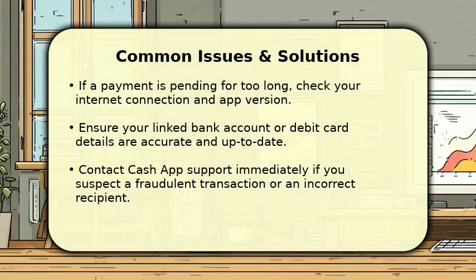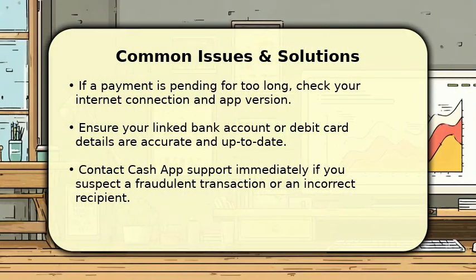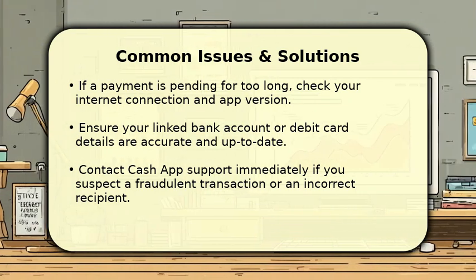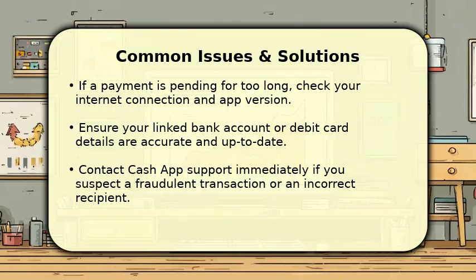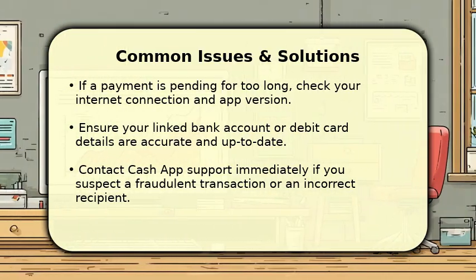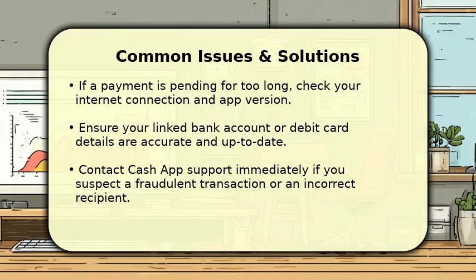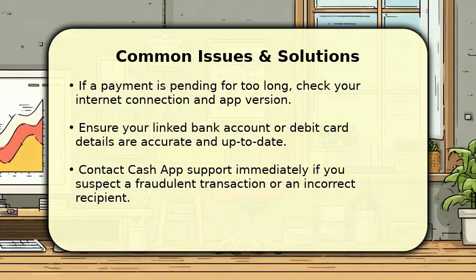Sometimes, you might encounter a few hiccups. If a payment seems stuck in pending, first verify your internet connection and that your app is updated. Double-check your linked bank account details for any errors. For more complex issues, like a payment sent to the wrong person, it's best to reach out to Cash App support directly through the app for personalized assistance.